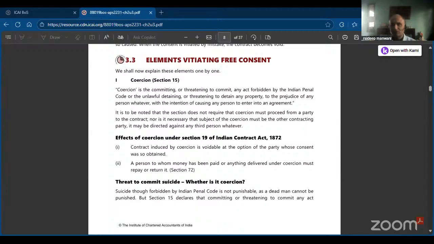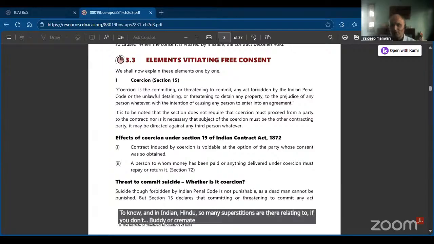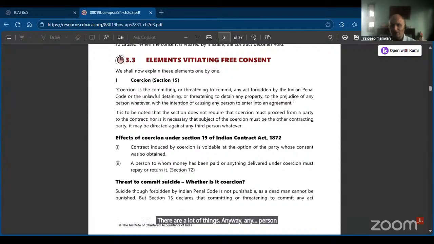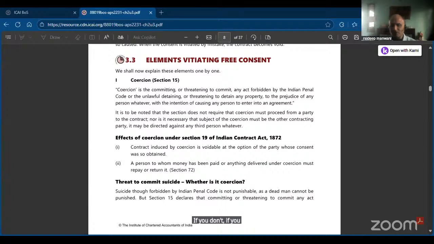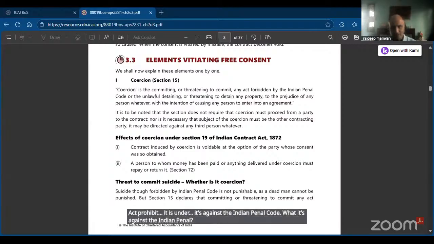Cremation. In Indian Hindu tradition, so many superstitions relate to not burying or cremating the dead body properly: that person will become a ghost and all that. There's a lot of things. Anyway, any person who dies, the body has to be given to the relative. If you purposely refuse to give the body, it is a prohibited act. It's against the Indian Penal Code.